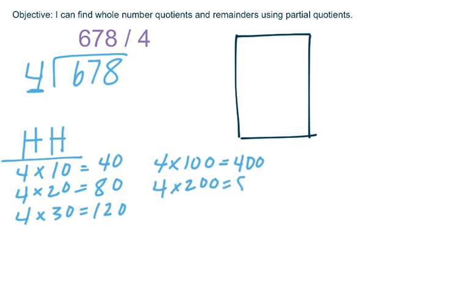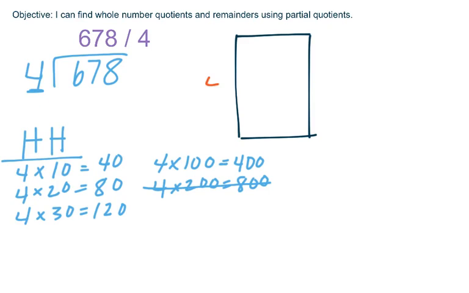4 times 200 is 800. I'm going to stop there though, because I know that 800 is too big, so I won't even be able to use that really. So I'm going to stop there. And if I need to add heavy hitters on later on, I can always do that. But this is, I think, where we'll start, and then if we need to, we can revisit.